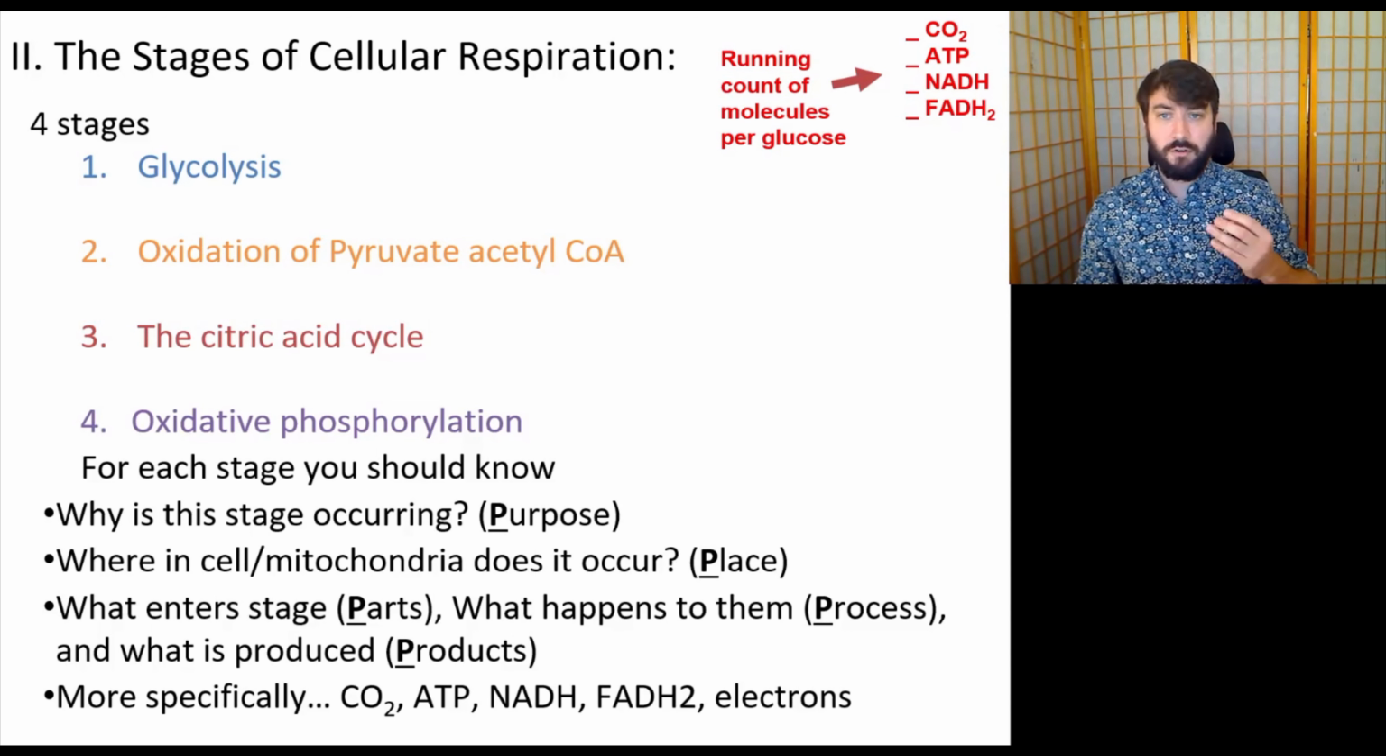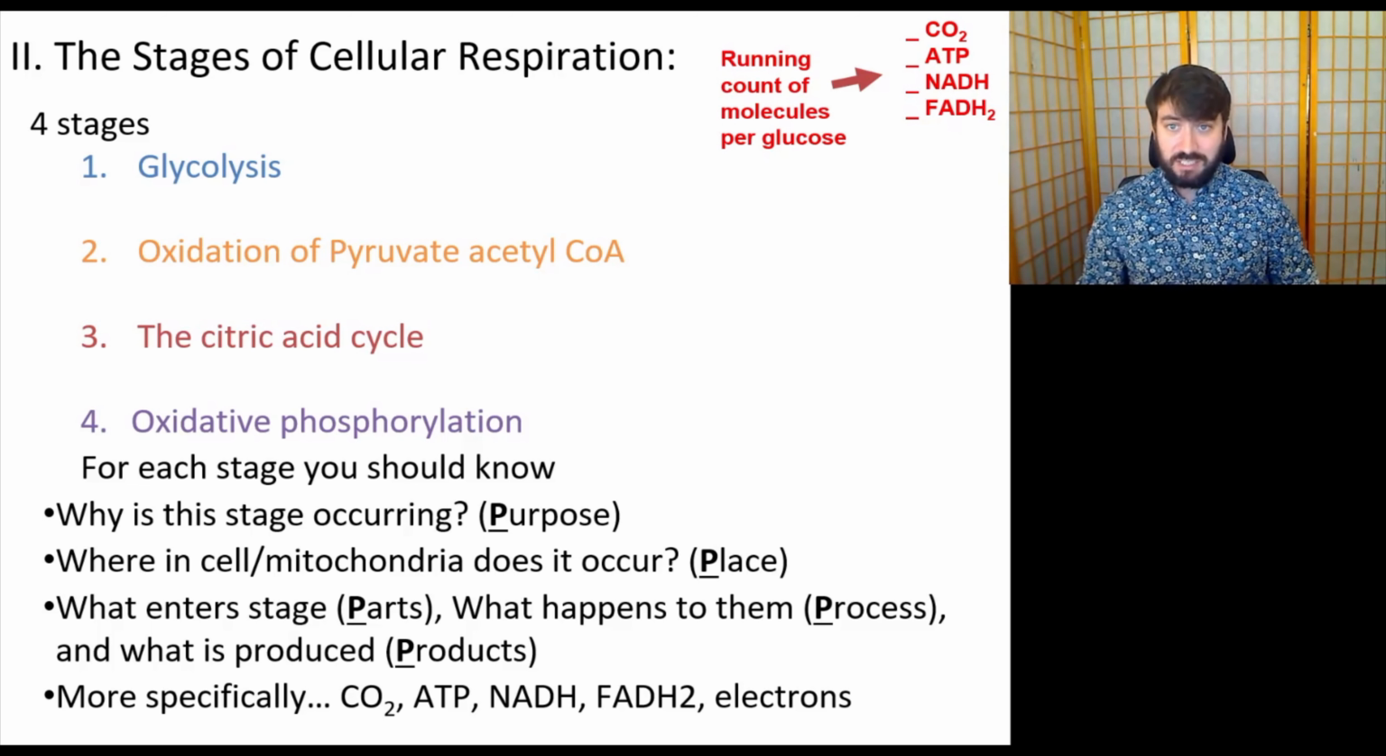So there are 4 steps to this process. There's glycolysis, number 1. There's oxidation of pyruvate to acetyl-CoA. Bit of a mouthful there. There's also the citric acid cycle. And there's oxidative phosphorylation. It's the final step.